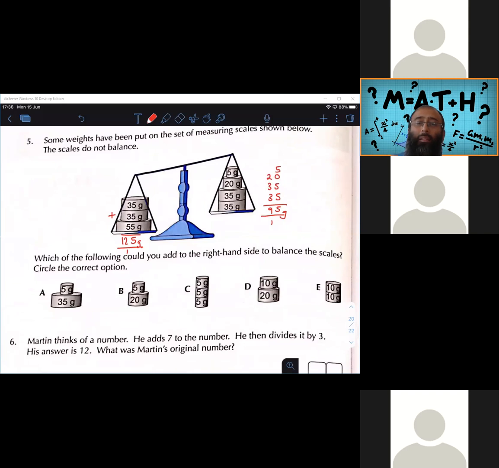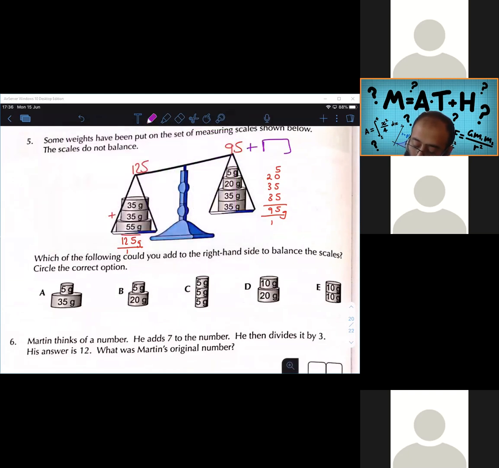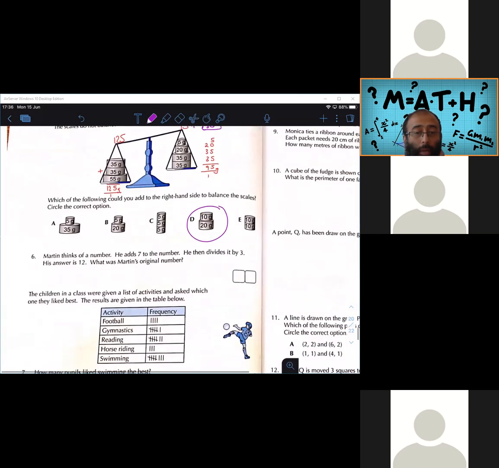So we need to balance the scales. We have 125 here, and we have 95 over here. If I want to make them equal, I need to add. Mahir, how much more do I add to this side to make it 125? You add 30. Absolutely. 90 add 30 is 120. 95 add 30 is 125. So the answer is 30. So the answer will have to be D to make them both equal. Okay, next question.